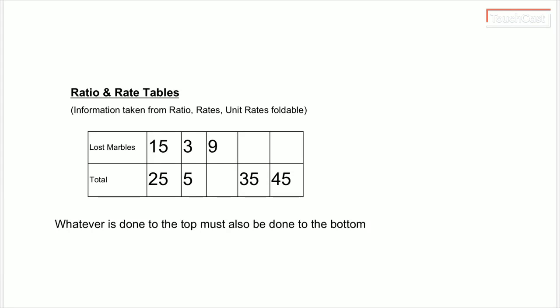Hello everyone, the topic for today is ratio and rate tables. Right now I want you to pause the video so that you can take your notes and then resume when you're ready.